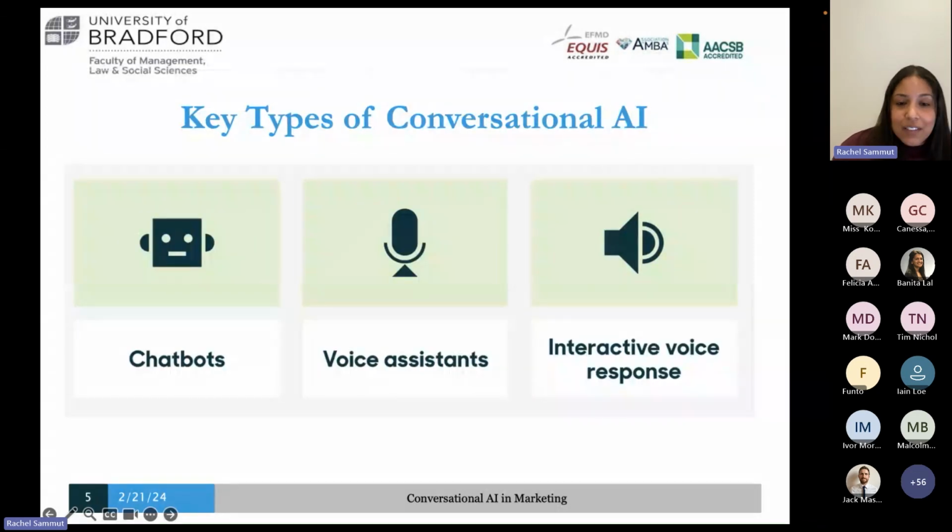Now, for most of us, we are likely quite familiar with one of these three key types of conversational AI. The first of which is chatbots, and I'm not going to go too much into it because we will discuss it further on in the webinar. But chatbots are text-based conversational agents that aim to simulate human-like conversations through text to assist users. We've all probably bumped into a chatbot once or twice on a website looking for customer support. They're very commonly seen on e-commerce platforms or customer-facing websites as well.